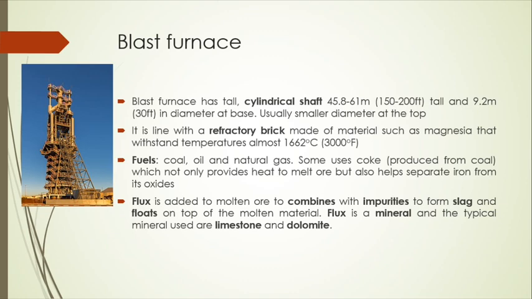And also you need to add flux. Flux is added to molten ore to combine with impurities to form slag and floats on top of the molten material. So flux is a mineral that you add to combine with the impurities, so that the impurities will be separated from the iron ore to produce a pure ore. And typically the flux is made from limestone or dolomite, which are both minerals.